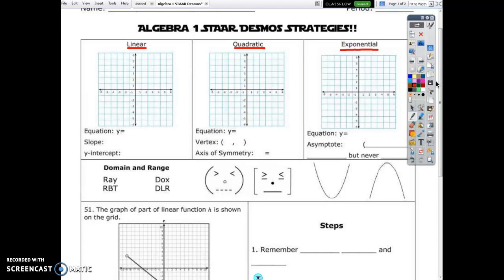For instance, linear looks like this, right? It's just a line. And the equation is y equals mx plus b, where m is the slope and b is the y-intercept. Okay?